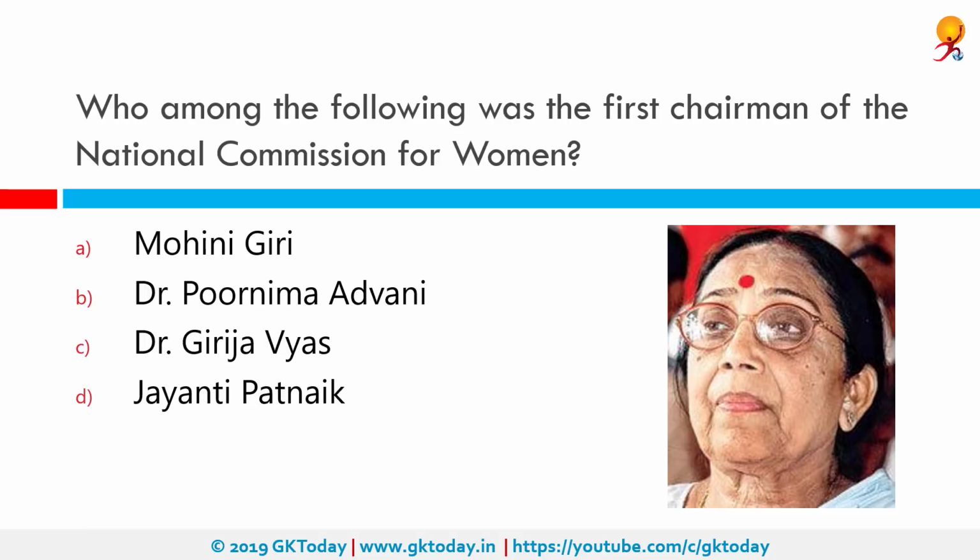Who among the following was the first chairman of the National Commission for Women? The correct answer is Jayanti Patnaik. Jayanti Patnaik is an Indian parliamentarian and a renowned social worker. She was the first chairperson of the National Commission for Women. Her term of office was from 3rd February 1992 to 30th January 1995, so roughly 3 years.